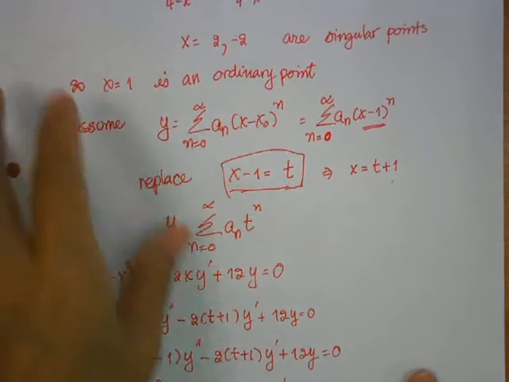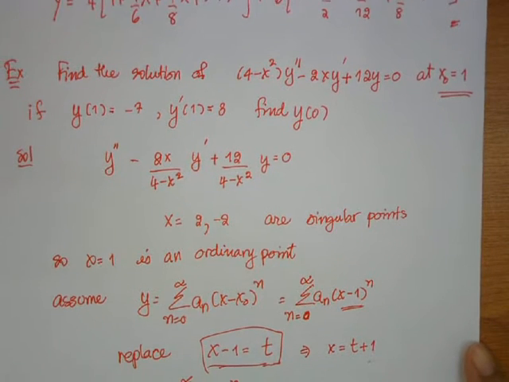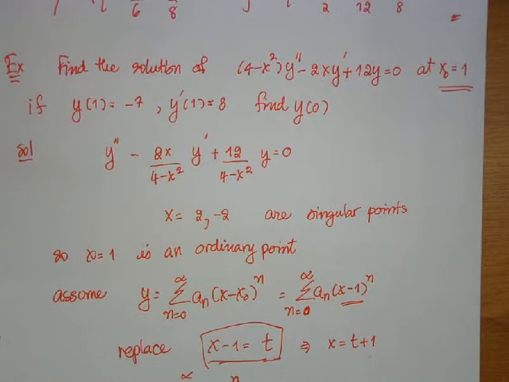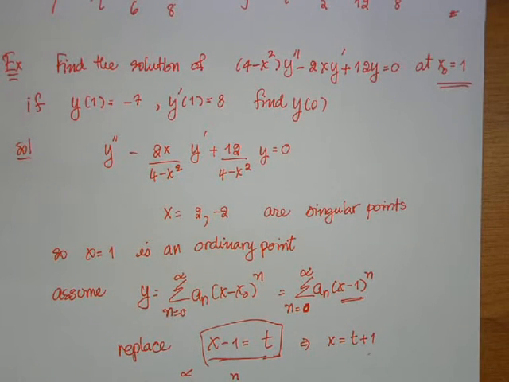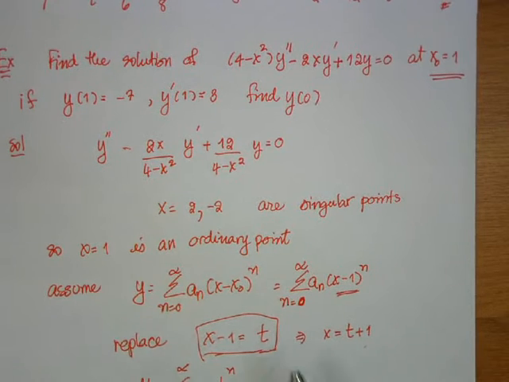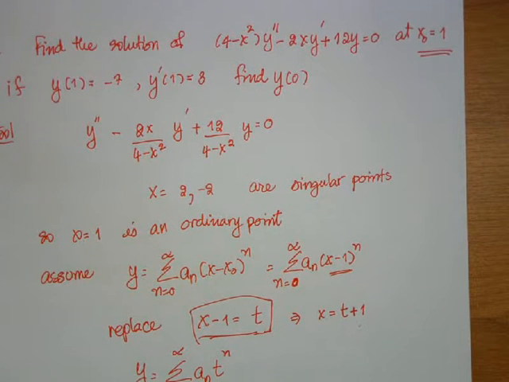The next example is finding the solution of this differential equation. Now x0 is equal to 1. So you have to check every time they ask you to find the solution around x0. You have to check whether your x0 is an ordinary or singular point. So I start by checking whether x equal to 1 is an ordinary point or singular point by rearranging the differential equation in such a way that we get p(x) and q(x).